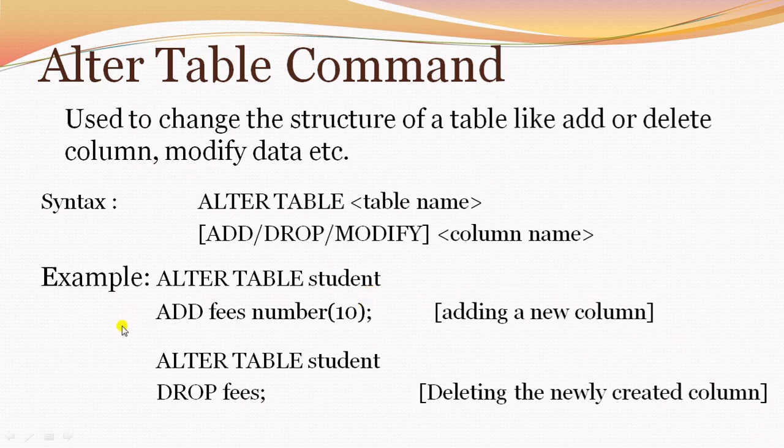Here I have just taken one example of that. I want to add one more extra column, that is fees, into the table student. So how will I do that? I will write alter table, the table name, and then I will add one field. Here is the column name, that is the field name, and the size or the data type of that particular field. Here I am keeping it number and the size is 10.